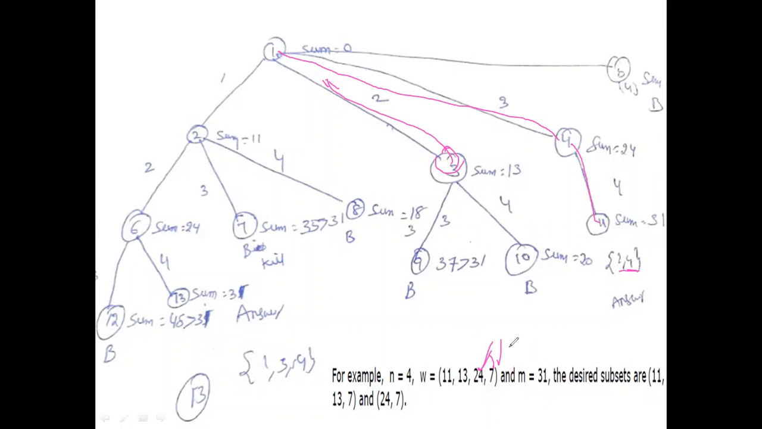The sum of the two elements is equal to 31, so another answer node is 2 comma 4, that is the 2 comma 4 is another solution node. Sum equal to 31. Another solution is 3 comma 4, that is another answer node is 3 comma 4. The sum of the third element and fourth element is equal to 31.